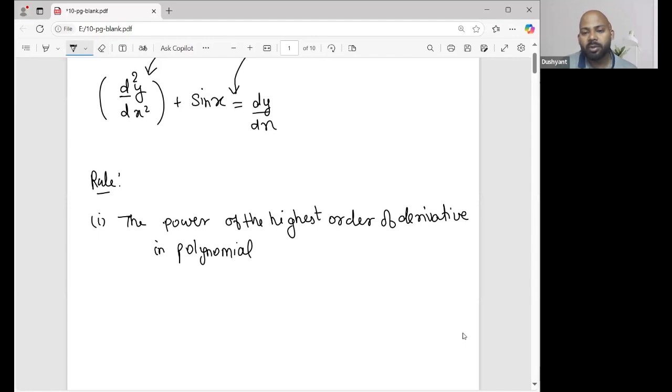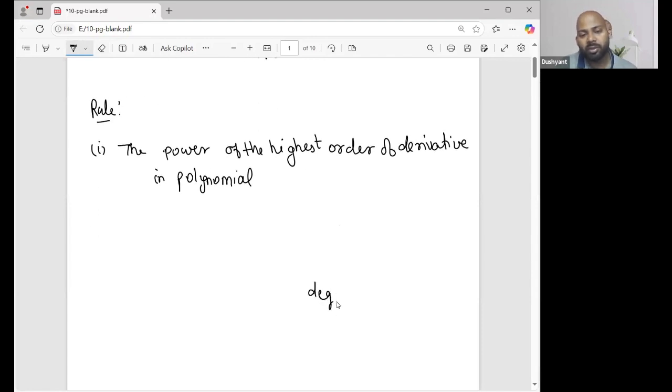Do you know about the degree? What does the word degree mean, or order mean? Write this down. We have the word degree. Degree is the power of the highest order of derivative in polynomial. We will also use another word frequently, that is order. The order is the highest order derivative, nothing else.